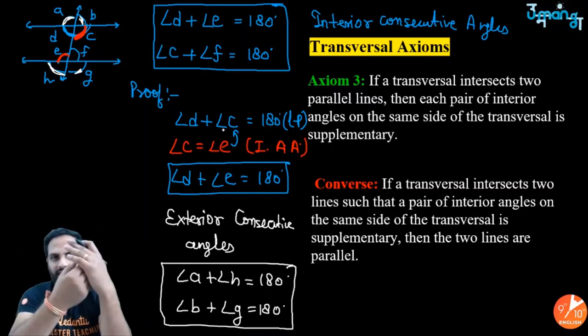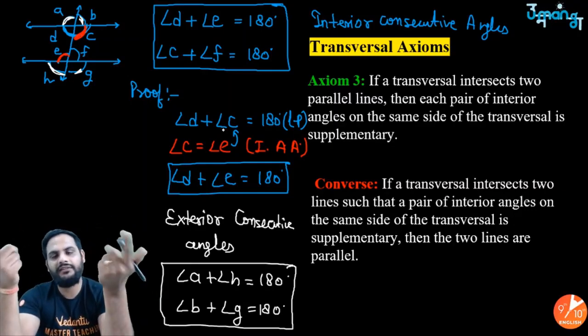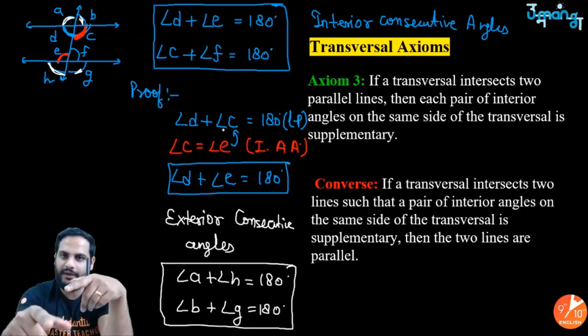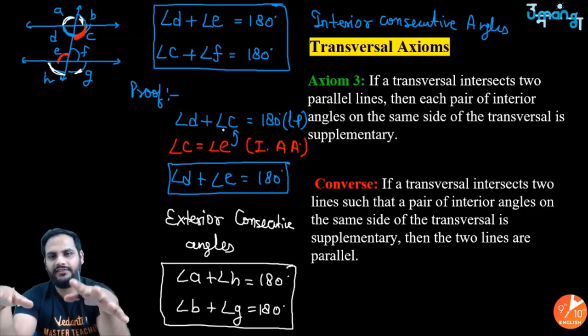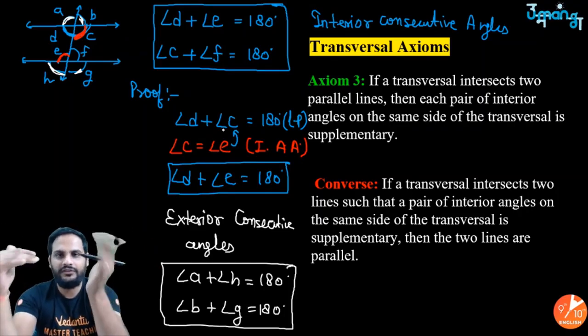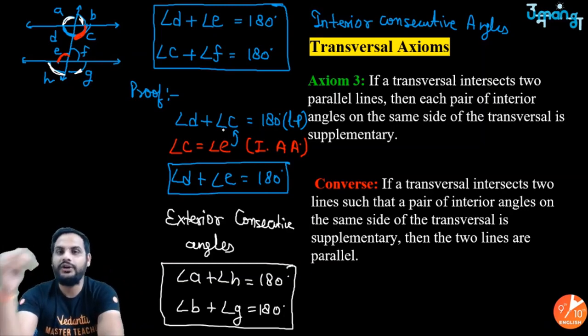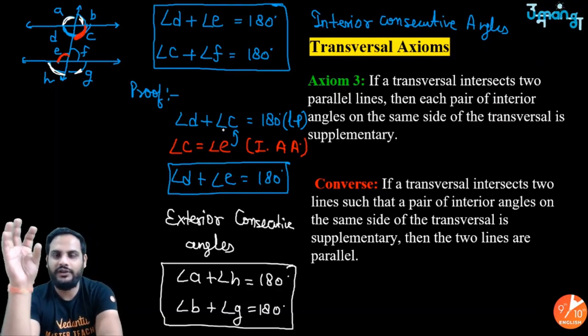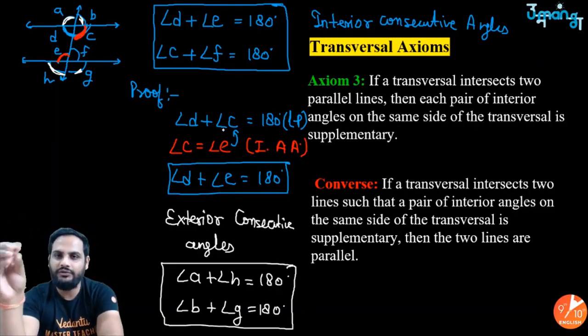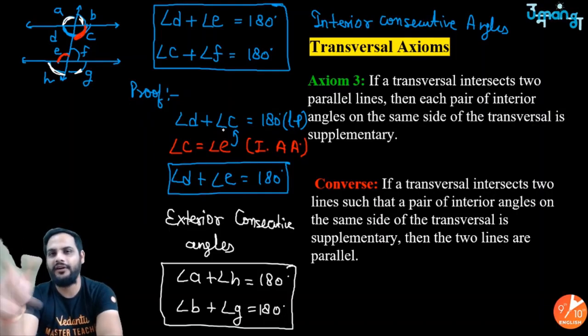for both of them. That means if interior consecutive angles are supplementary, I can say lines will be parallel, and if exterior consecutive angles are supplementary, lines will be parallel. So the converse theorems are used to prove lines are parallel, and the theorems are used to get the value of angles. Okay, so the normal theorem will give you the value of angles, and the converse theorem will tell you that the lines are parallel or not.